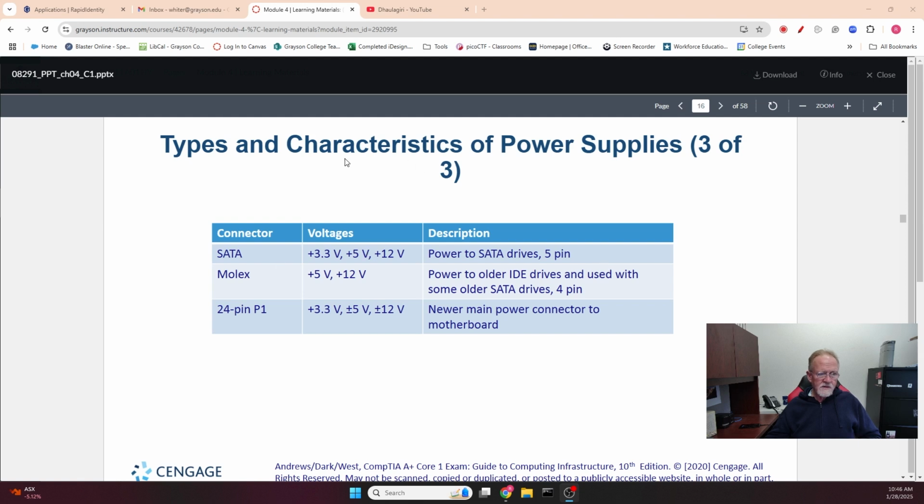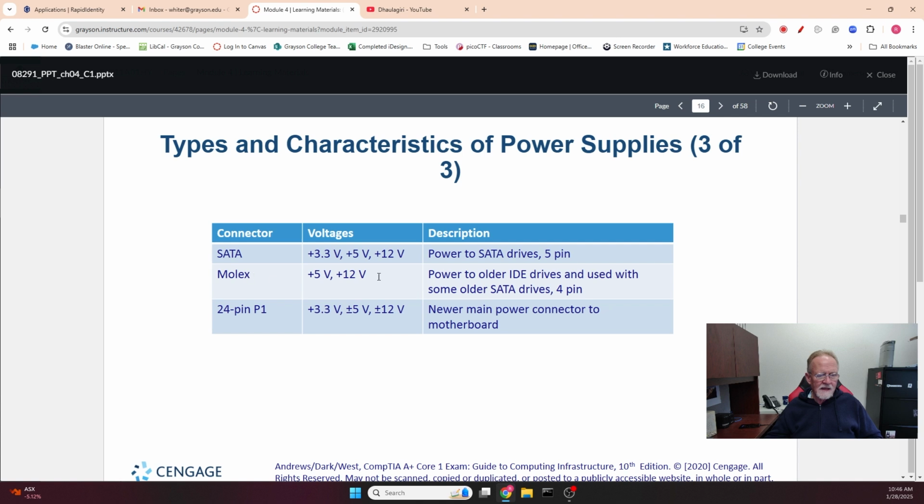Okay, just to give you some examples for types and characteristics, SATA hard drive. This is the power supplied to a hard drive, either a solid state drive or a SATA hard drive, using the 5-pin flat power connections. It takes a plus 3.3, plus 5, and plus 12. So it requires 3 different powers.